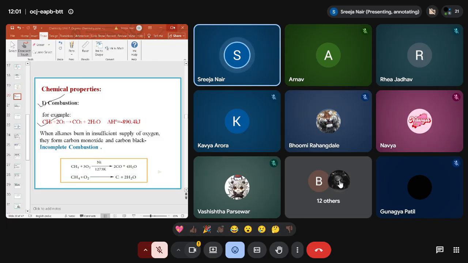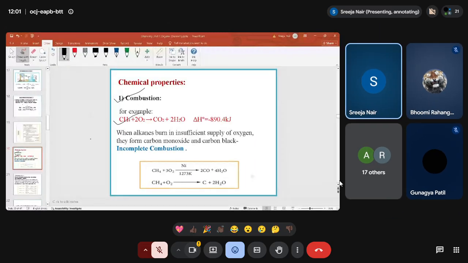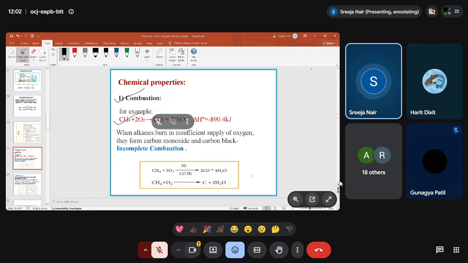Okay, so others, please write down these reactions in your notebook related to combustion. The first one is CH4 plus 2 O2 gives CO2 plus 2 H2O, and it is a highly exothermic reaction. You can see the amount of heat that is being given out, that is minus 890.4 kilojoules.